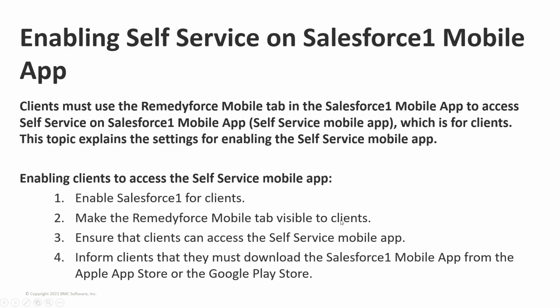So in order to enable the self-service on the Salesforce One mobile app, clients must use the Remedyforce Mobile tab in the Salesforce One mobile app to access the self-service, which is for clients. This topic explains the settings for enabling the self-service mobile app for the clients. So I'm going to show you the process of how we can configure these settings for clients. So in order to do that, let's go to the org.